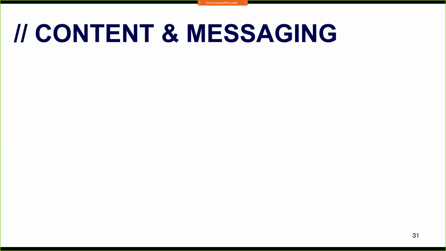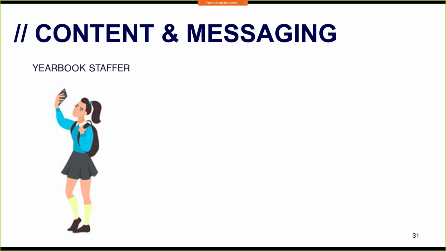Okay, so let's talk about content and messaging. In your influencer marketing strategy, you should strive to only partner with influencers who align with your brand. For instance, when you're looking at who might be a good choice at your school, you might find people like this yearbook staffer. So likely this person will align with your yearbook brand and goals.